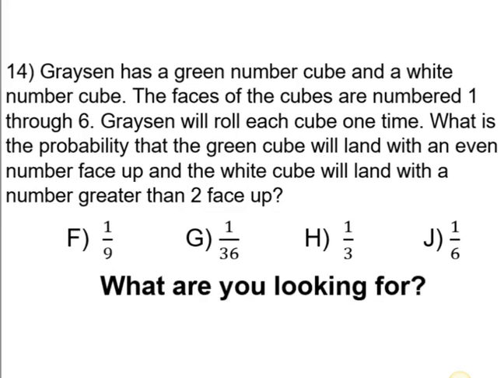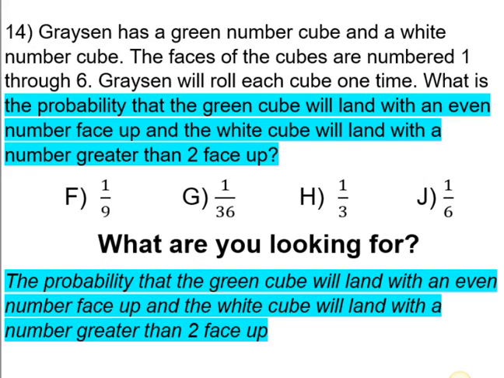What are we looking for? We are looking for the probability that the green cube will land with an even number face up and that the white cube will land with a number greater than 2 face up.